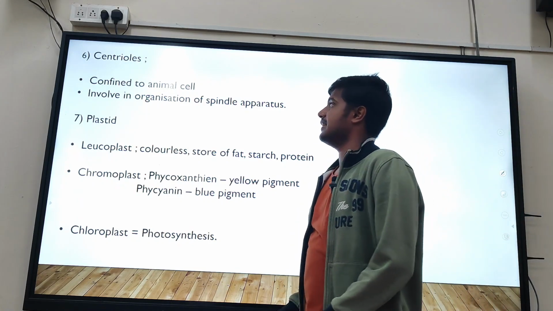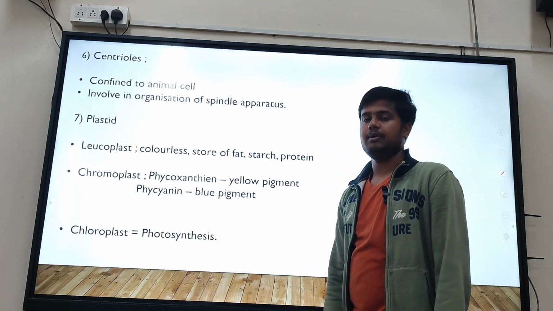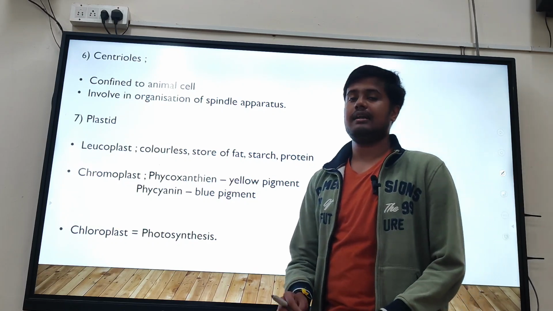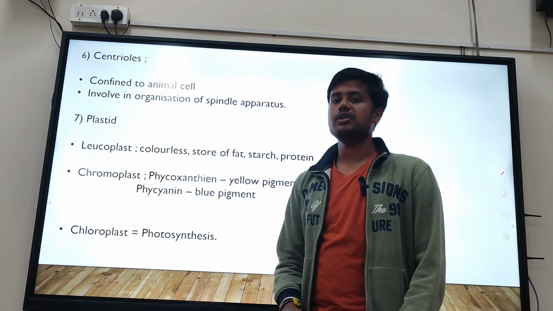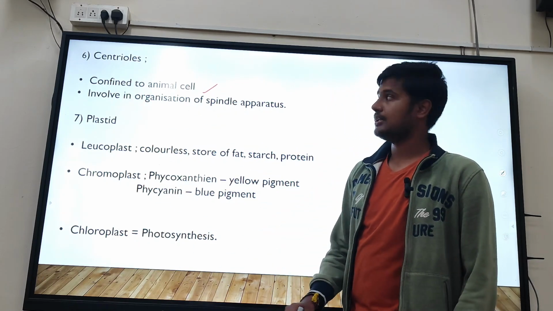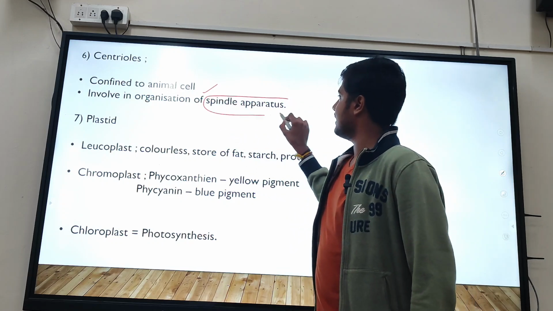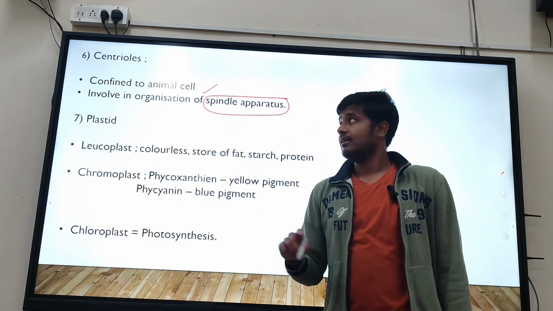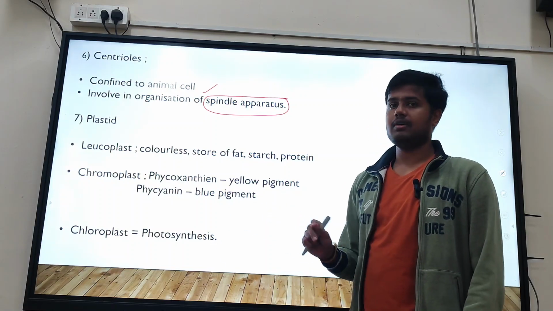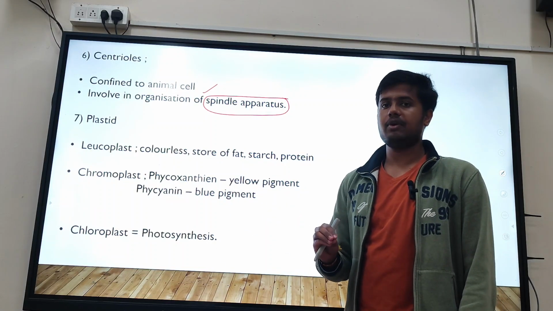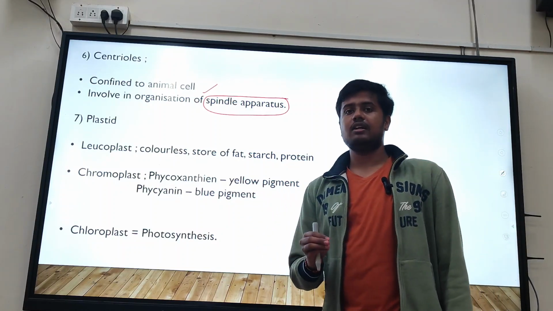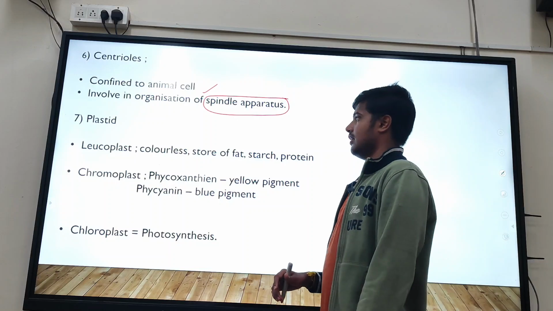The next organelle is the centriole. It is cylindrical in shape. As you know, this is a characteristic difference between animal cells and plant cells. It is located only in animal cells. It is involved in the organization of the spindle fibers, or spindle apparatus. Without this, cell division can't happen, because the spindle apparatus is very important in cell division. Therefore, centrioles play a vital role in cell division.